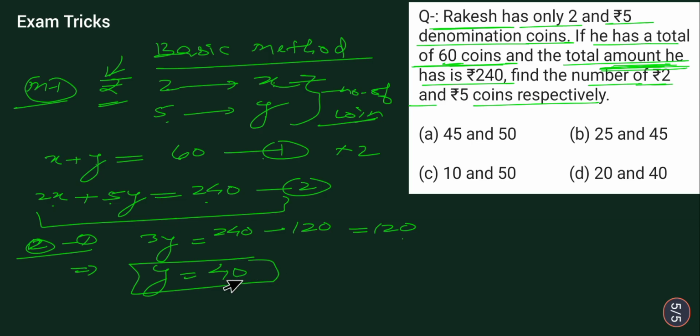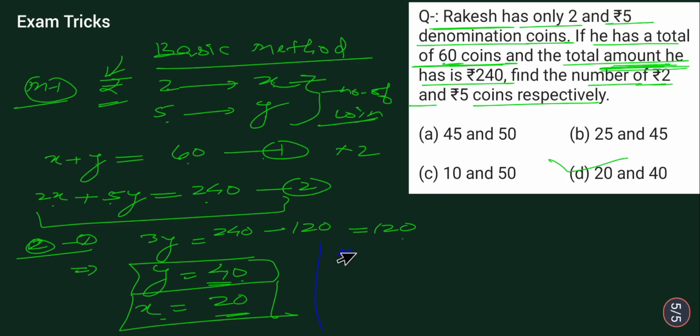Now this y's value 40, you can put in any of the two equations to get the value of x. So I'm putting the value of y in equation first. We will get 60 minus 40, that is 20. So the value of x is 20. This would be your answer, means 2 rupees coins are 20 and 5 rupees coins are 40. So 20, 40 would be your answer. This is option D, right? Now let's move to method number 2.